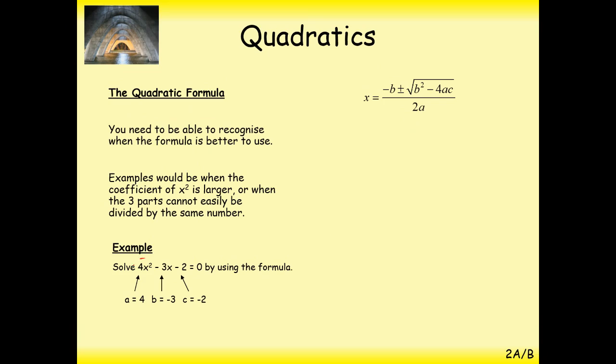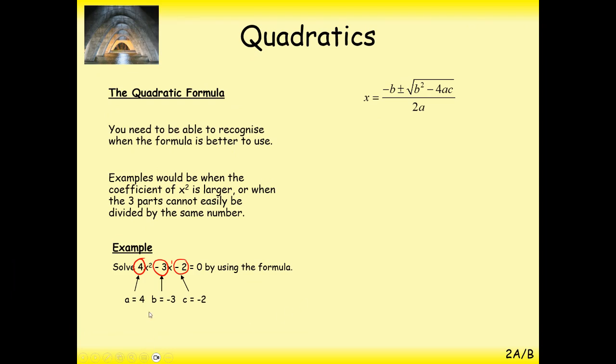So the coefficient of x squared is always a. The coefficient of x to the power of 1 is b, in this case negative 3. Don't forget the sign that goes with it. And the value of c is this minus 2 here. So don't forget the signs.